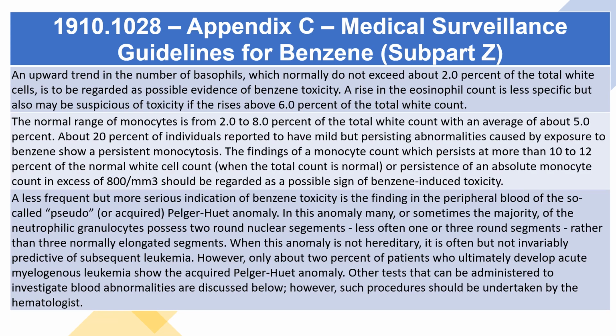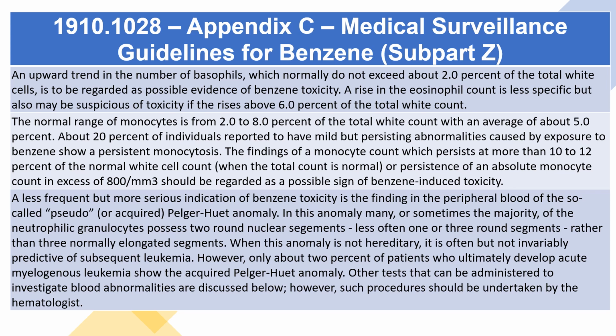An upward trend in the number of basophils, which normally do not exceed about 2% of the total white cells, is to be regarded as possible evidence of benzene toxicity. A rise in the eosinophil count is less specific but also may be suspicious of toxicity if the rise is above 6% of the total white count.